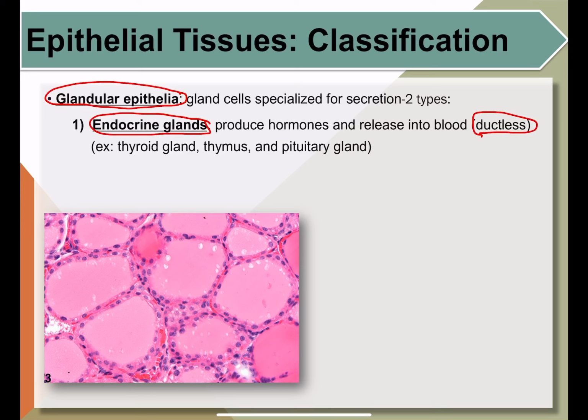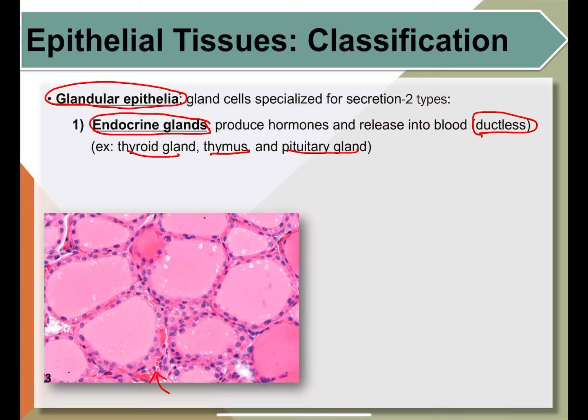That's the key word there for endocrine glands, is that they don't have ducts that connect the gland to the circulatory system. They just release the hormone and the hormone diffuses into the circulatory system. Some examples are your thyroid gland, thymus, okay, and pituitary gland.